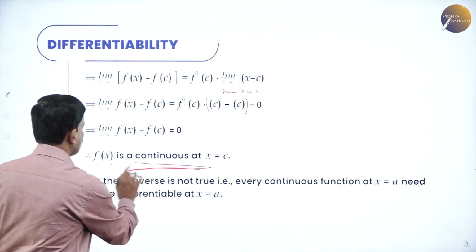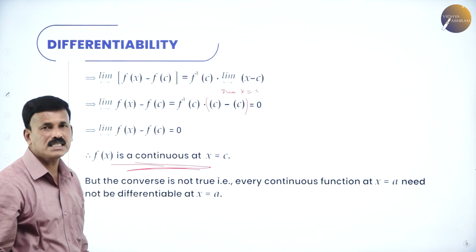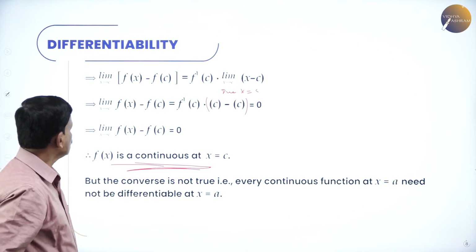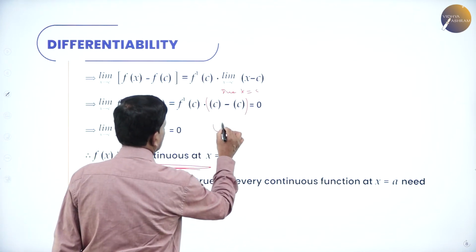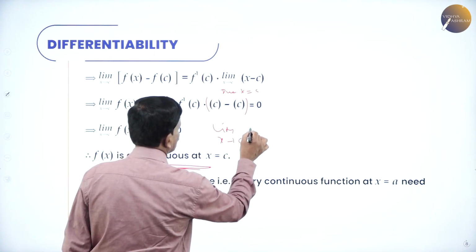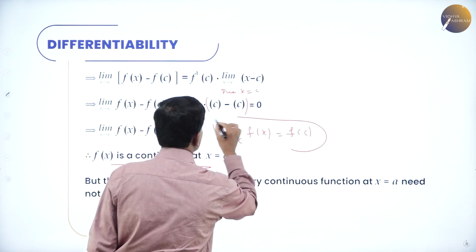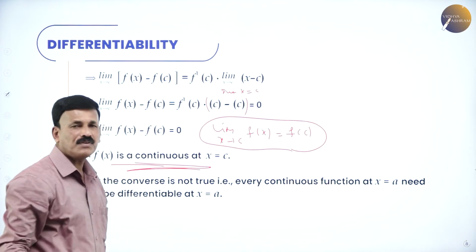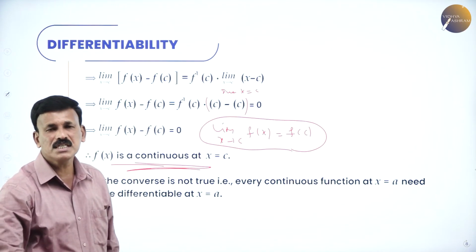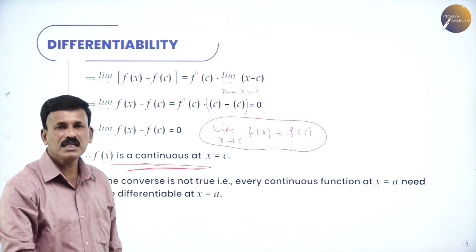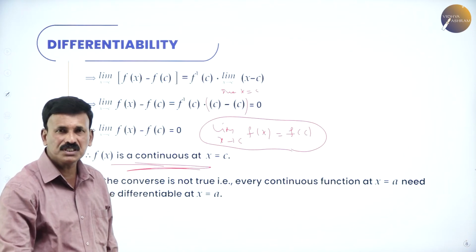That means f of x is continuous at x is equal to c. That is, you can write limit x tends to c of f of x is equal to f of c. What is the definition of a continuous function? A function f of x is said to be continuous if the left hand limit and right hand limit must be equal and equal to the functional value.